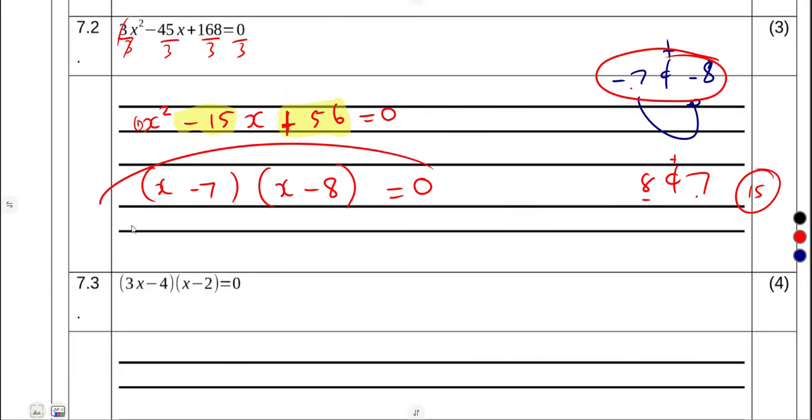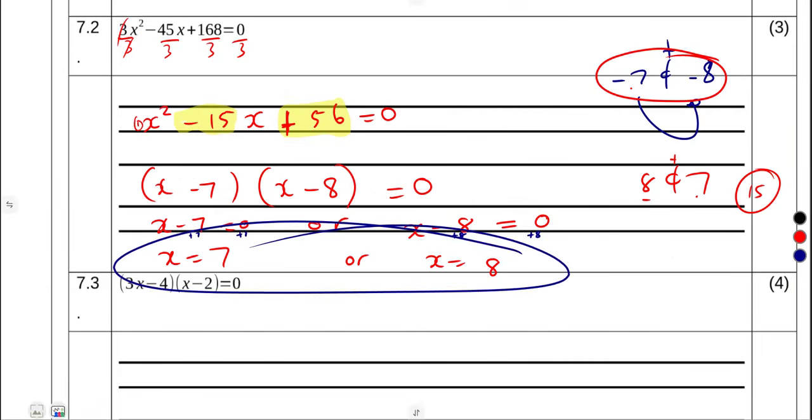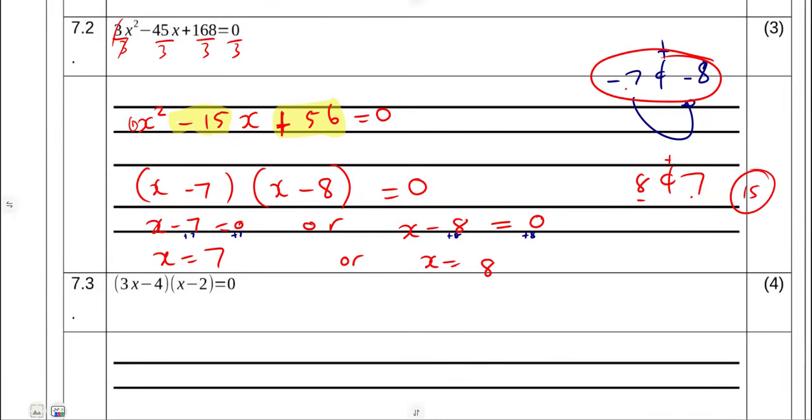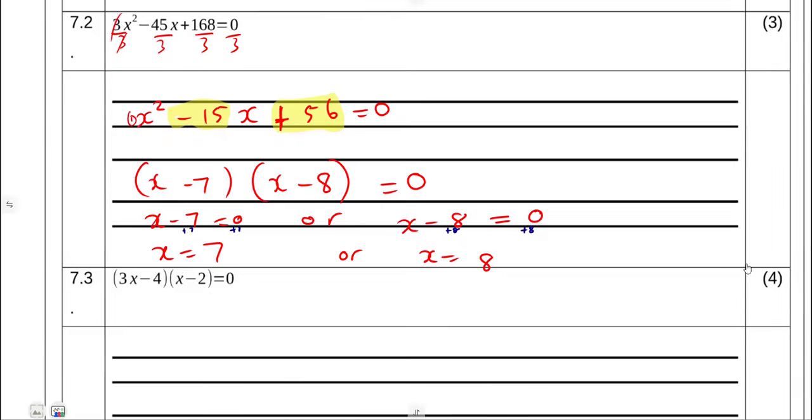So each bracket here is equal to 0. Meaning to say x minus 7 is equal to 0, or x minus 8 is equal to 0. Therefore, x is going to be positive 7, or x is going to be positive 8. Or simply add 7 both sides, here add 8 both sides of your equation. So those are the two values of x that we're going to have from the given quadratic equation.